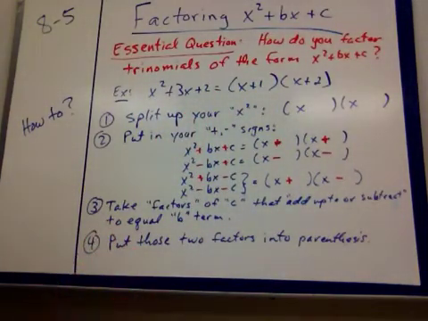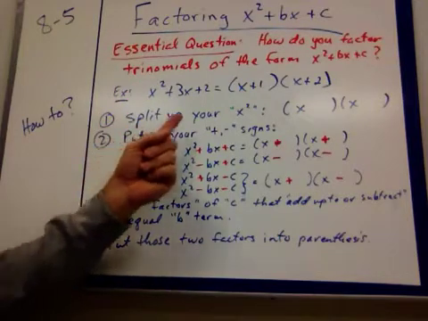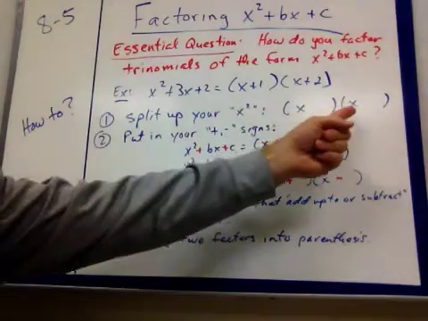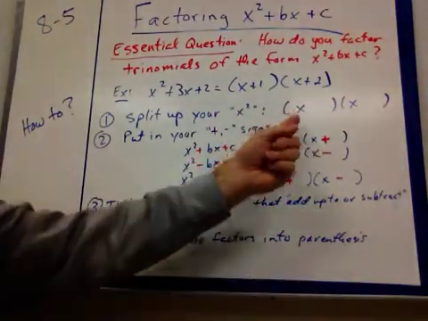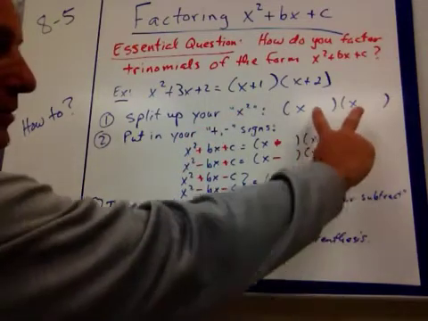So how do we get to that? Here's our how-to. It's step by step, and if you follow through this, it'll make it a lot easier for you. You start off with, notice our a is 1 here, so we're just going to split up our x squared into x and x. Put your two sets of parentheses and put your x's in there. Then we're going to put our signs in there. What signs go in here?